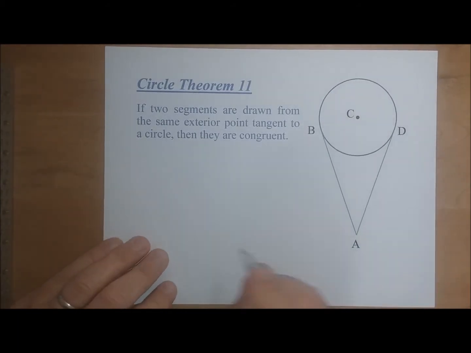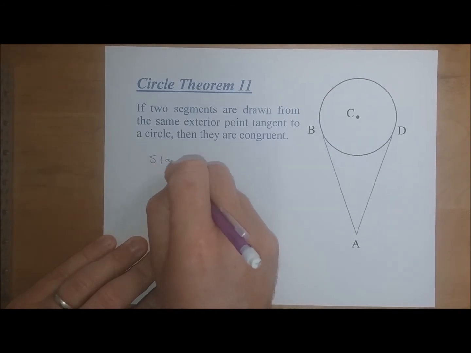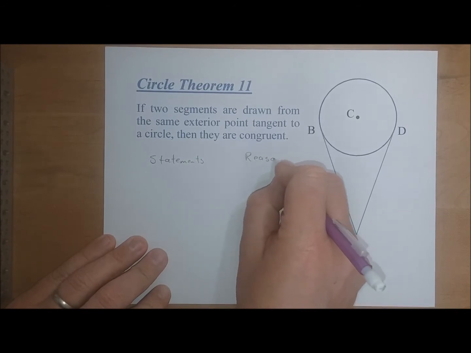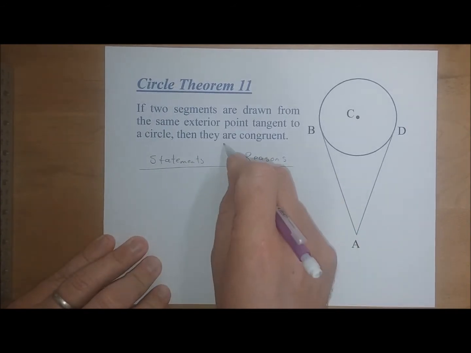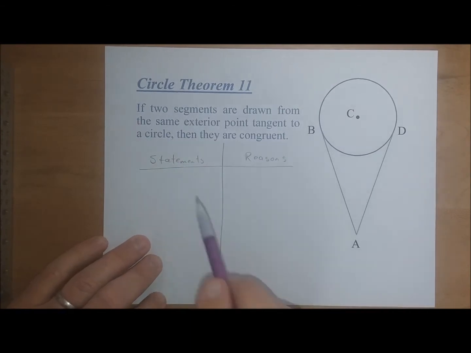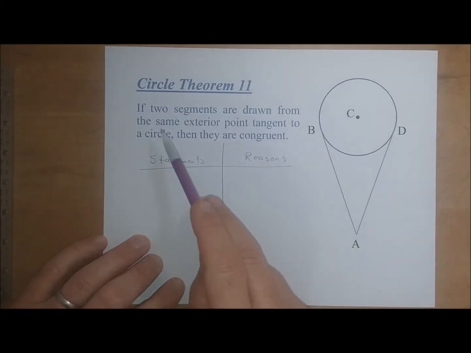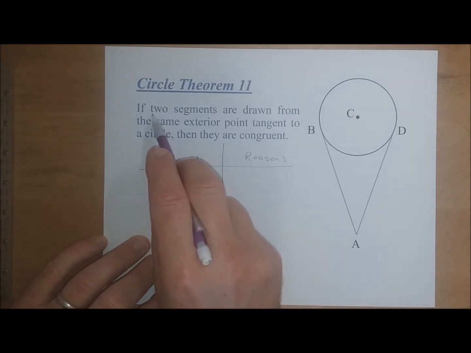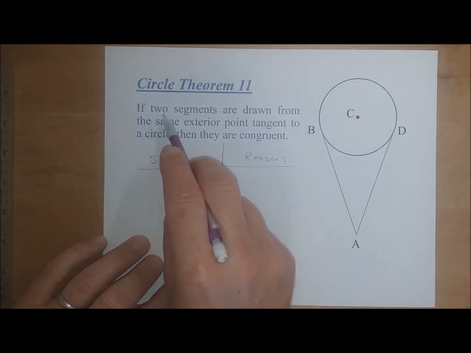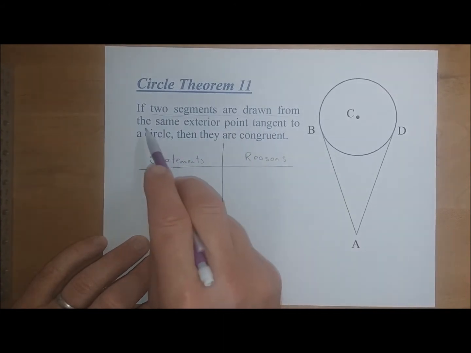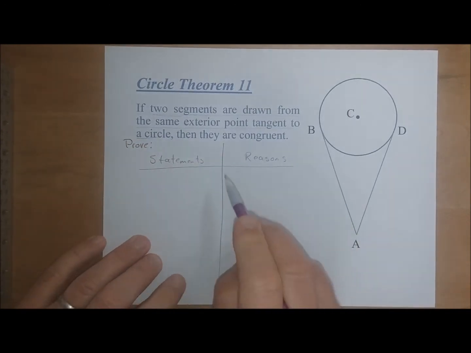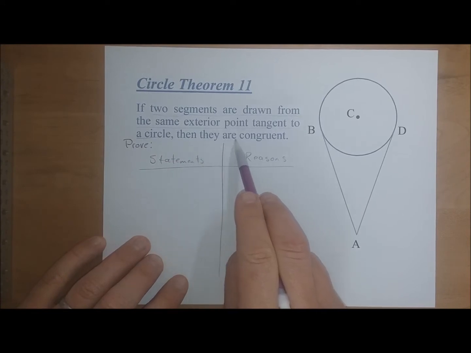Well, let's go ahead and do a two-column proof. Let's make some statements, and we'll need to come up with some reasons. Okay, and what we're being asked to prove, conveniently, we have an if-then statement. So we can pull out our given information. That's going to be our hypothesis, that phrase right after the word if. And then what we're being asked to prove is going to be the conclusion, that bit right after the word then. They are congruent.